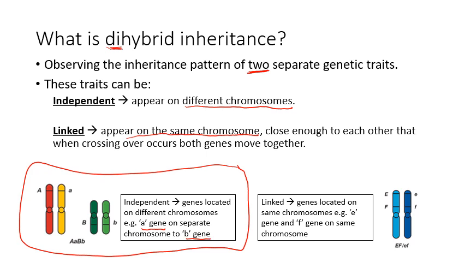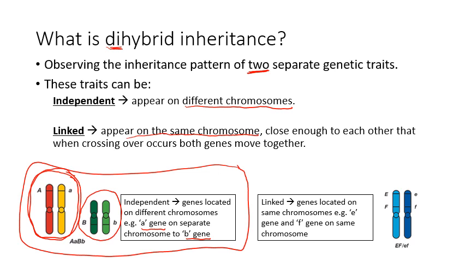Now, if we look at the diagram, we can see that there is a homologous pair of chromosomes here that contain the A gene, which would code for a specific trait. For example, it might code for your blood type. Whereas our B gene is on a separate set of homologous chromosomes, and that B gene codes for something completely different. So it might code for attached and unattached earlobes.